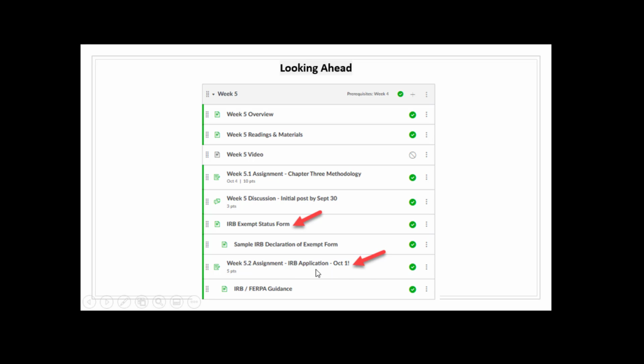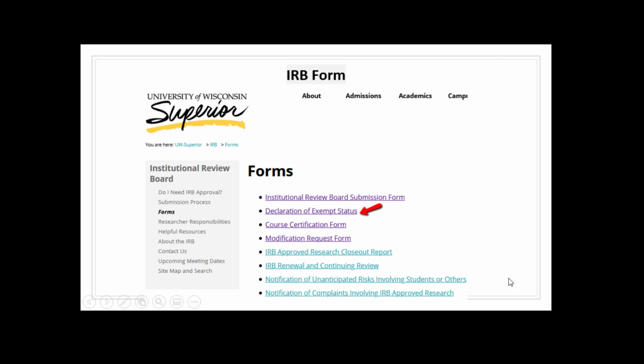This gets sent to me. Okay, it doesn't get sent to the IRB committee. It gets sent to me. I review it. We'll make some changes if necessary, and then I send it on with your IRB certification to the IRB committee. So what you're doing, because it's not a full-blown study, is a declaration of exempt status. This is from the UW Superior IRB committee's site. So it's a declaration of exempt status.